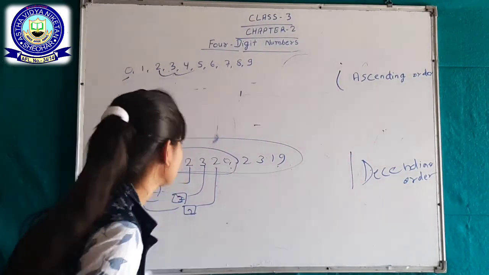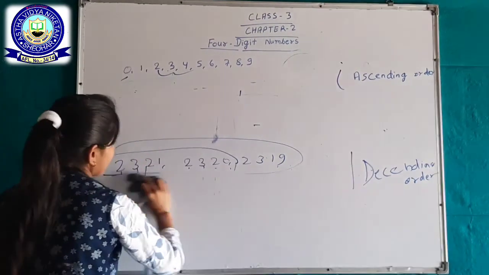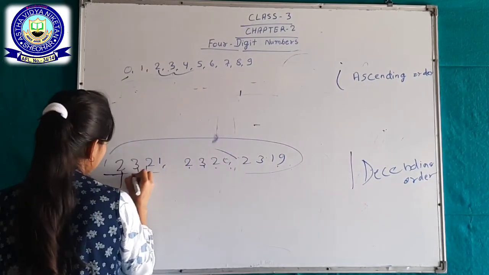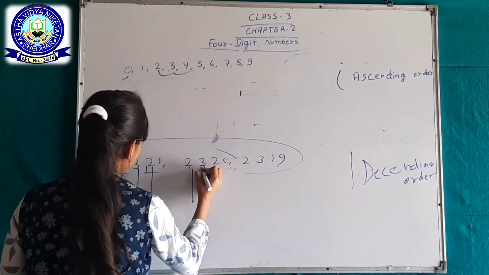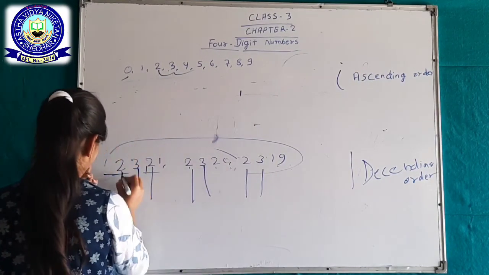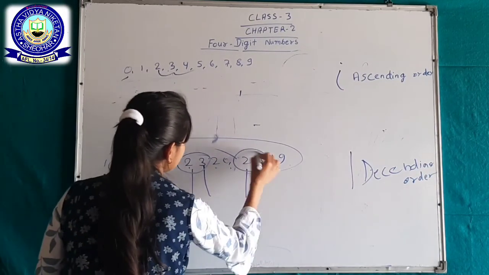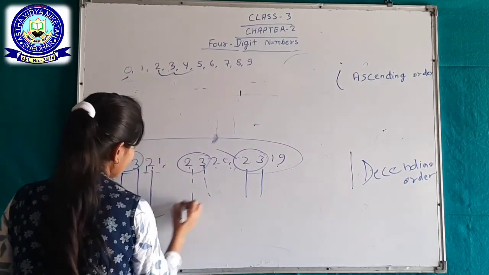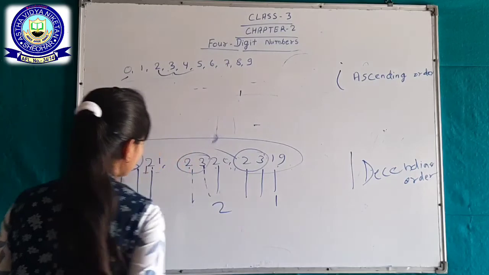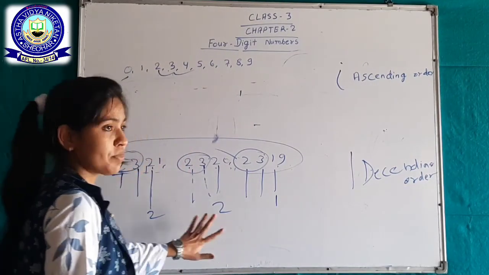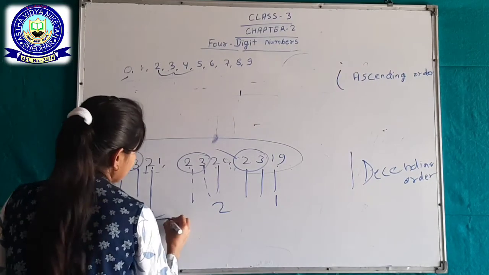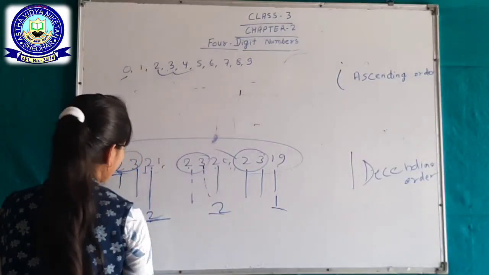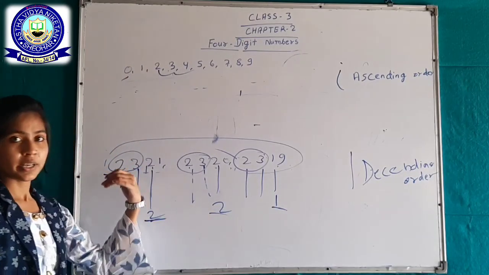Sorry, you have to compare not two numbers but three numbers. Here is 2, here is 2, here is 2, here is 3, here is 2, and here is 3. These digits are equal in this series, and here is 2, here is 2, and here is 9. We have to write the largest number of this series. One is the smallest number in this series, and this 2 and this 2. Then we have to compare these two numbers.